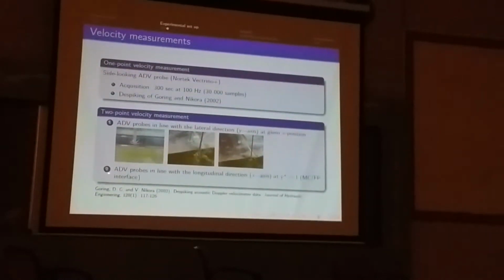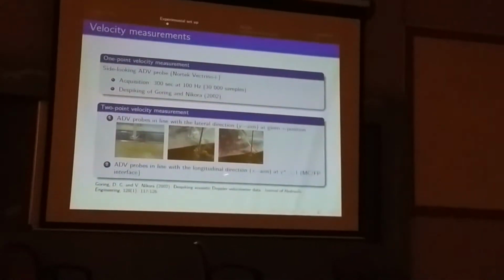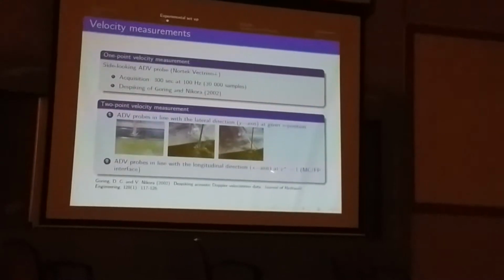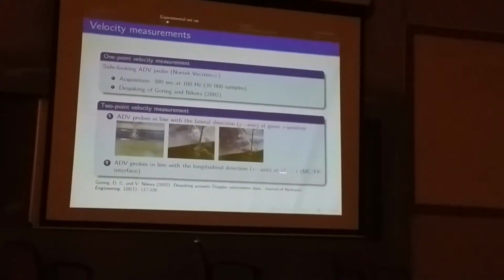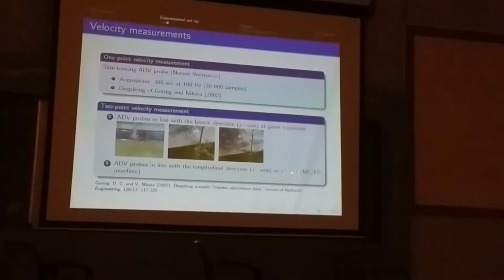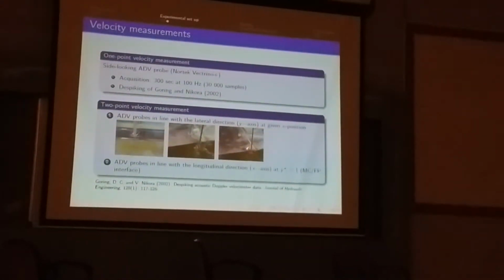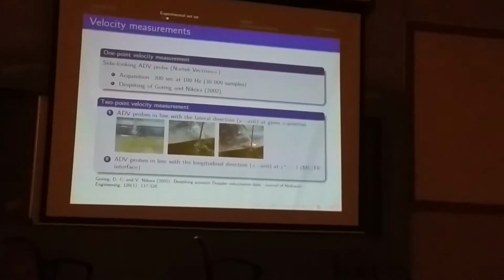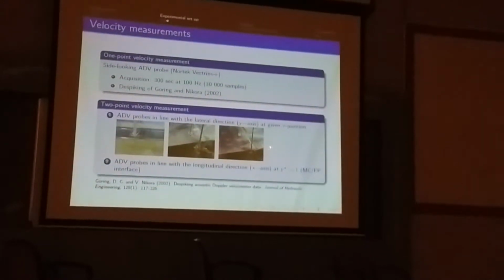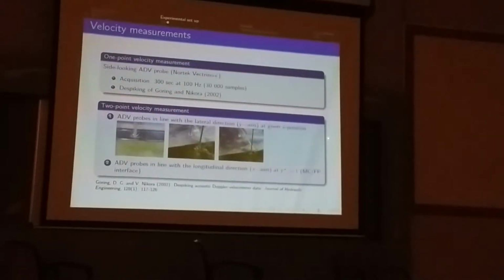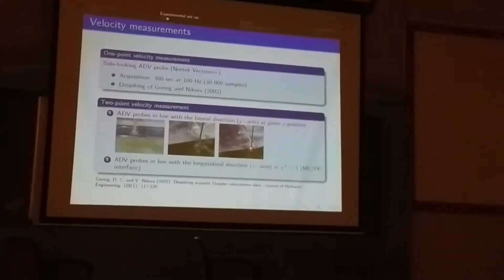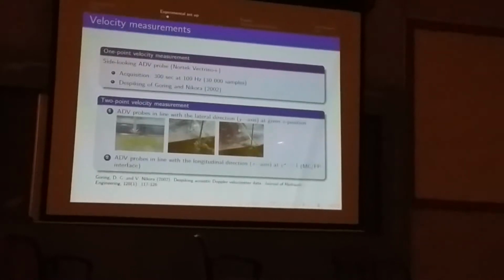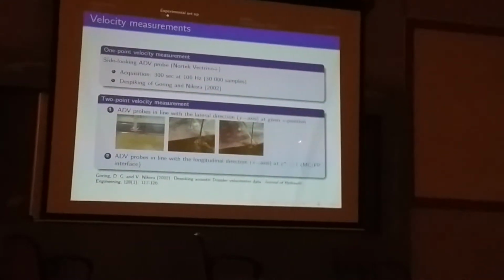In the second flow configuration, ADV probes are in line with the longitudinal direction. For both probes, I am measuring at the interface. So the fixed probe is measuring here, and the downstream probe is going like this, going down the river, okay? But they are both measuring at y star equals 1. They are both measuring at the interface.